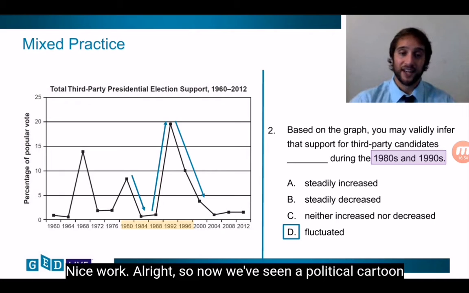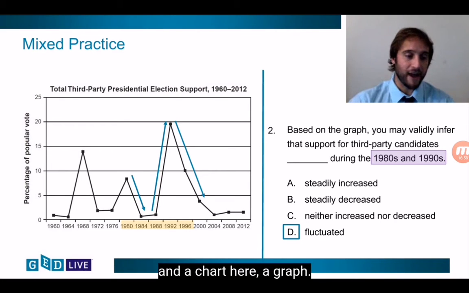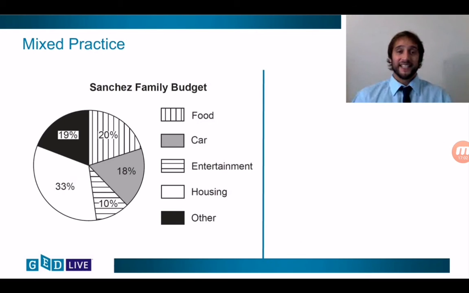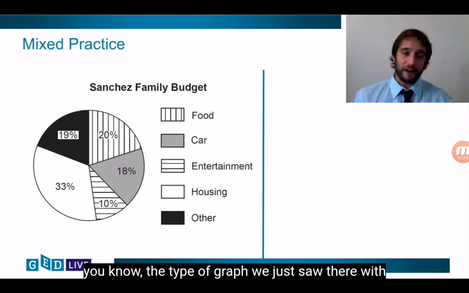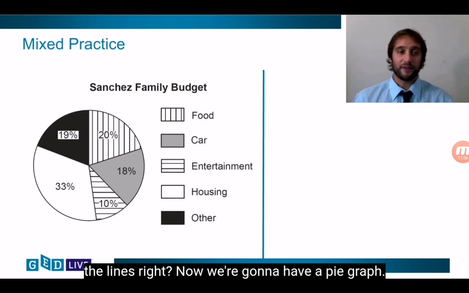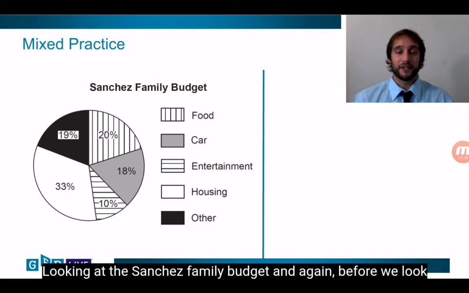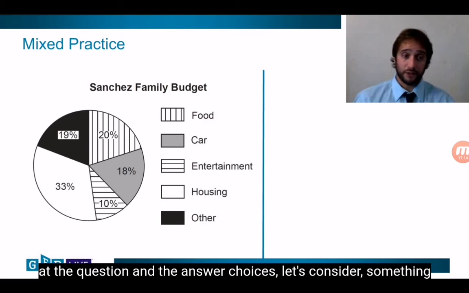Nice work. All right, so now we've seen a political cartoon and a chart, a graph. Awesome. Let's do another graph. Instead of the type of graph we just saw there with the lines, now we're going to have a pie graph, looking at the Sanchez family budget. And again, before we look at the question and the answer choices, let's consider something about this graph.